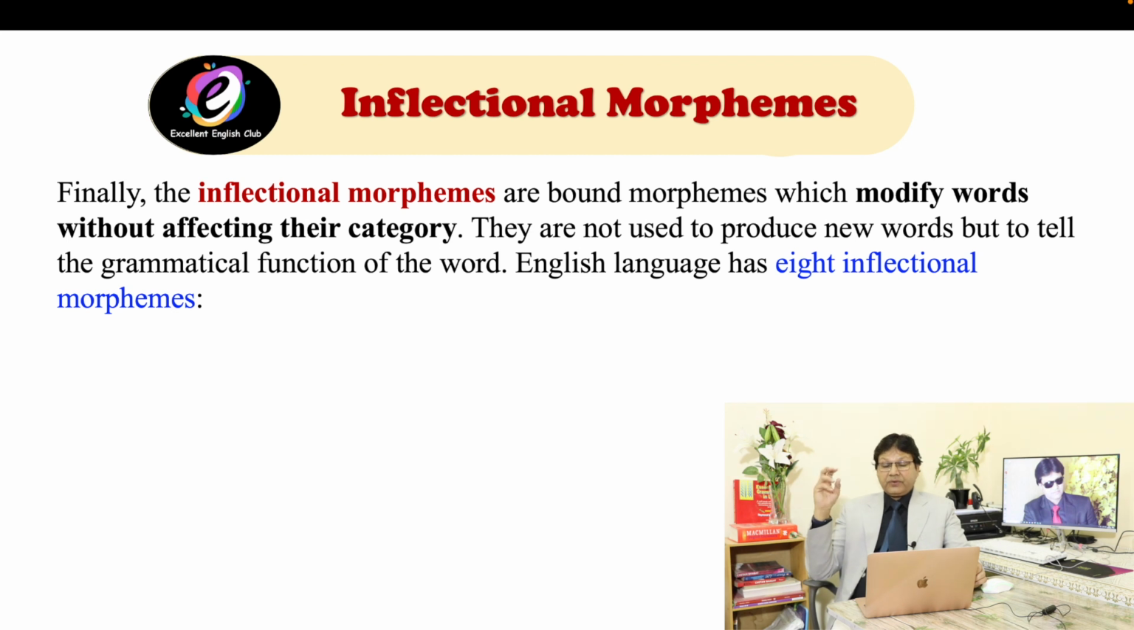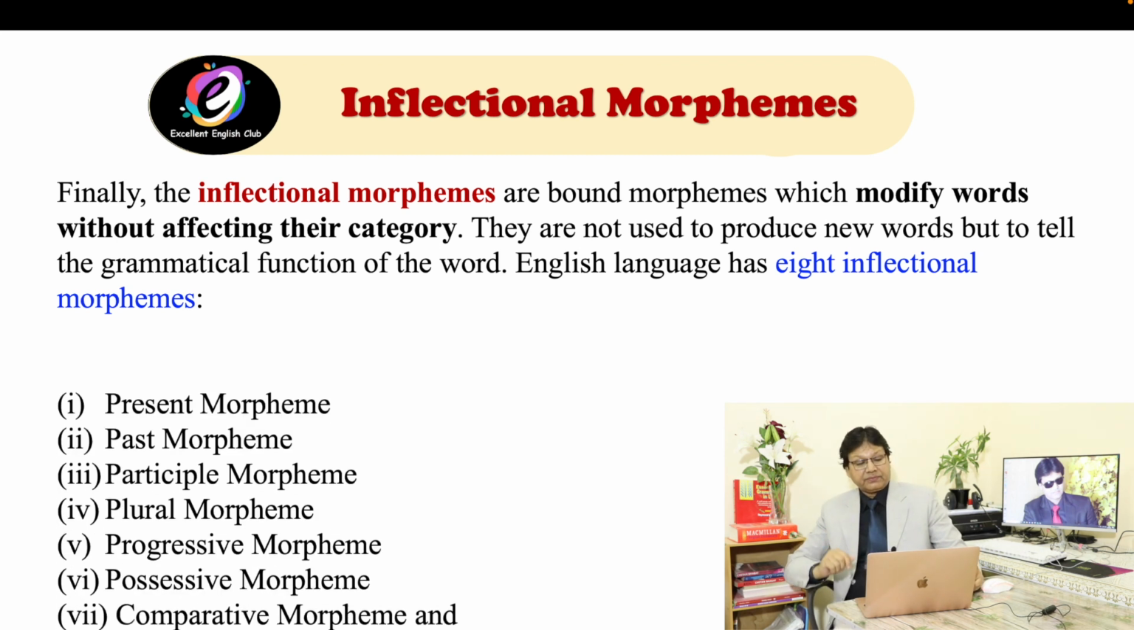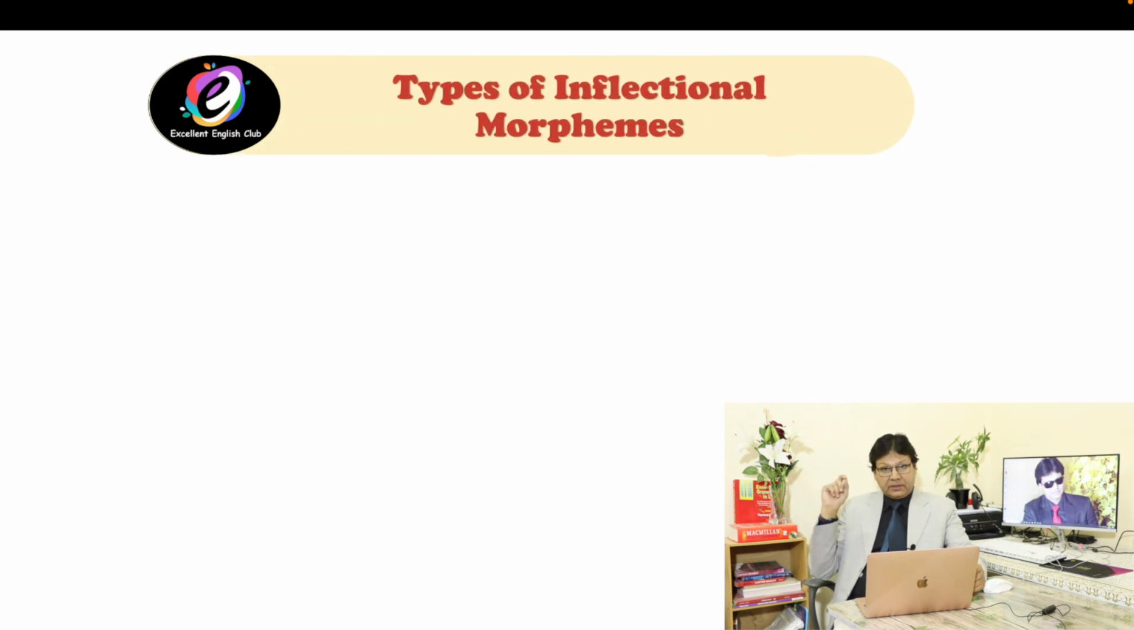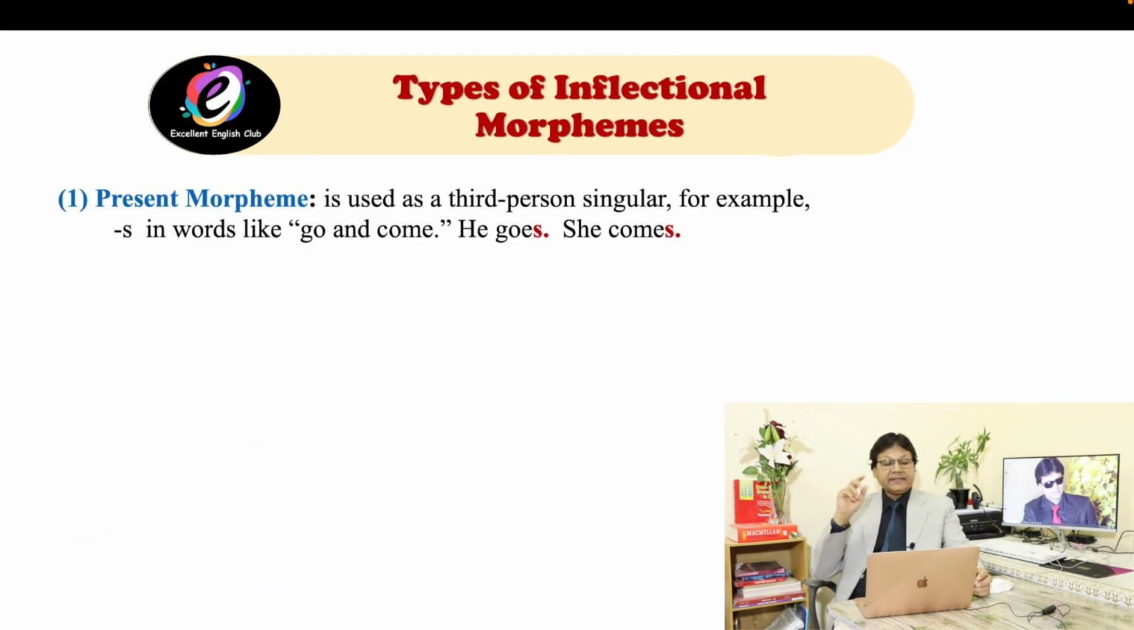In English, we have 8 inflectional morphemes. One by one, we will see the example of each and every inflectional morpheme. For example, we have these 8: present morpheme, past morpheme, participle morpheme, plural morpheme, progressive morpheme, possessive morpheme, comparative morpheme, and superlative morpheme. Now move to see the examples of each. Number 1 is present morpheme.